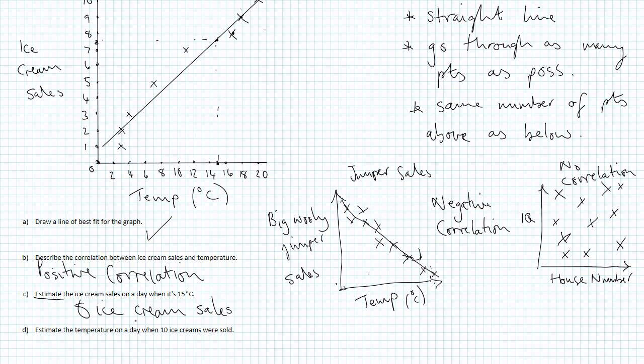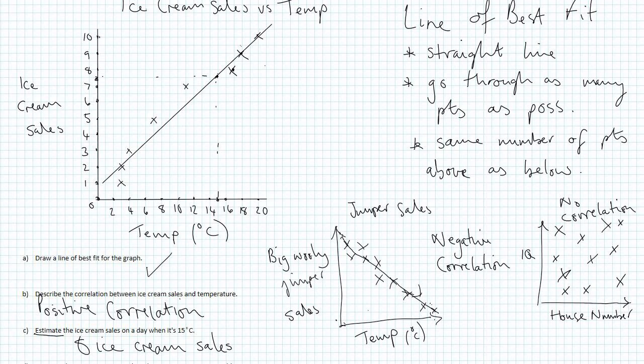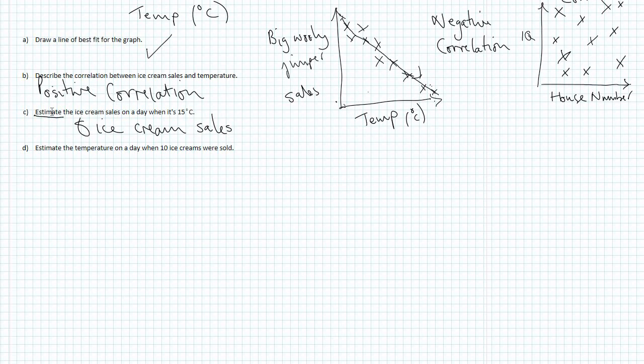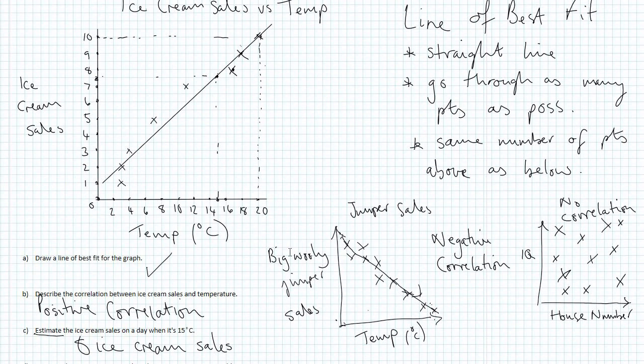Part D. I estimate the temperature on a day that 10 ice creams were sold. So this is the other way. I'm looking at 10 ice cream sales, and I work my way across to the line. Now don't go to the dot, go to the line. And it's about 20 degrees C. So not using the cross, use the line of best fit. So you're using that line of best fit and just working side to side and up and down for the value that you're given. And that is how to do scatter graphs.